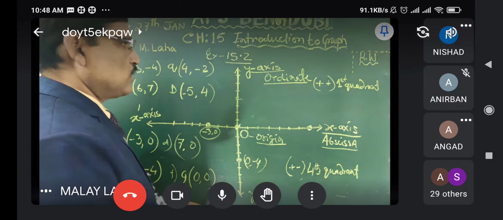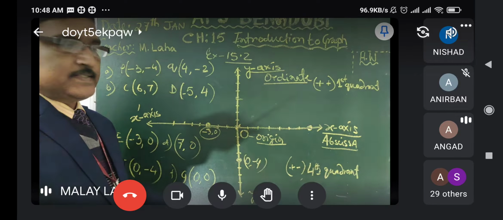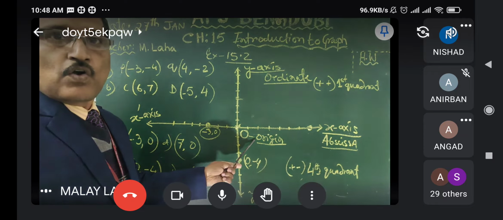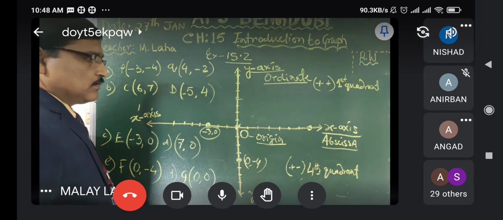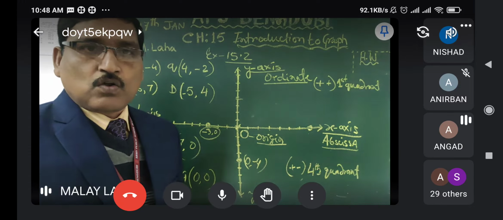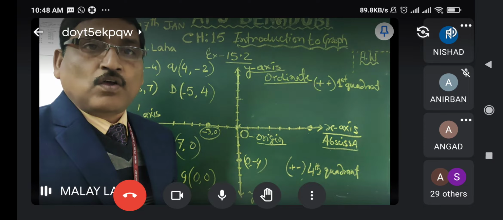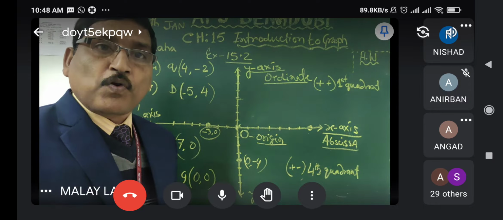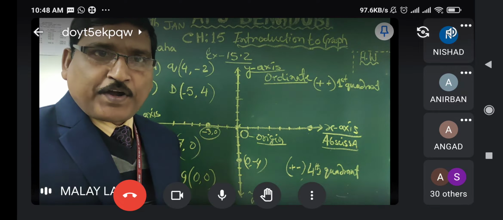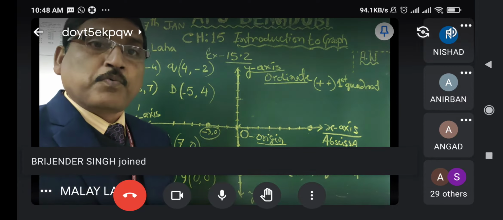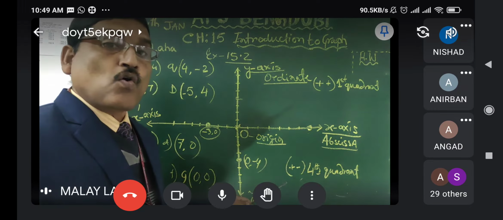Ordinate. The y-axis is called the ordinate. The point of intersection of the x-axis and y-axis is called the origin. And another term is the coordinate. What is called a coordinate? The coordinate is the distance of any point on a Cartesian plane from its origin. That point is called what?